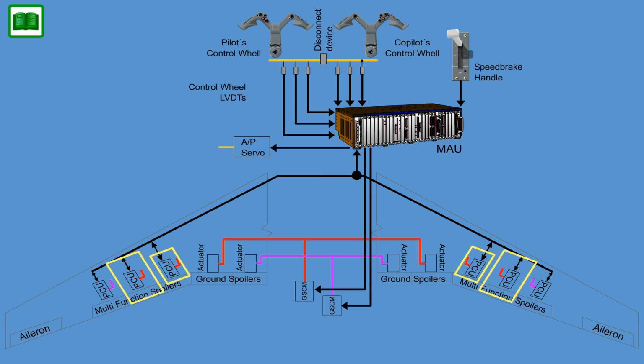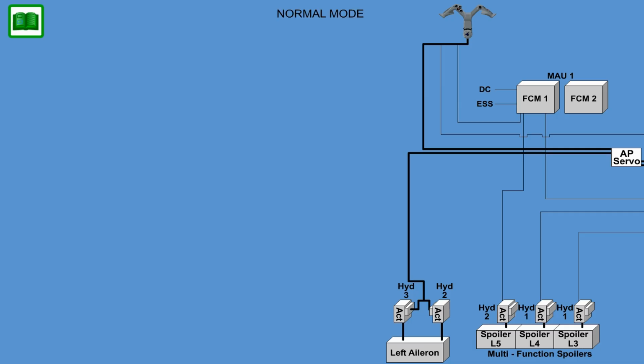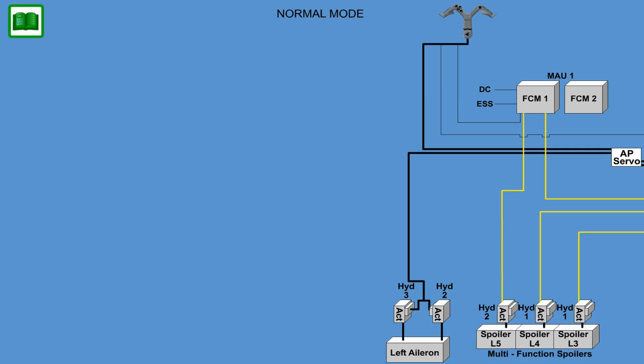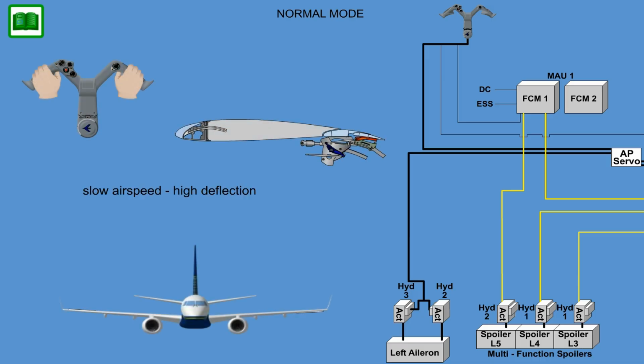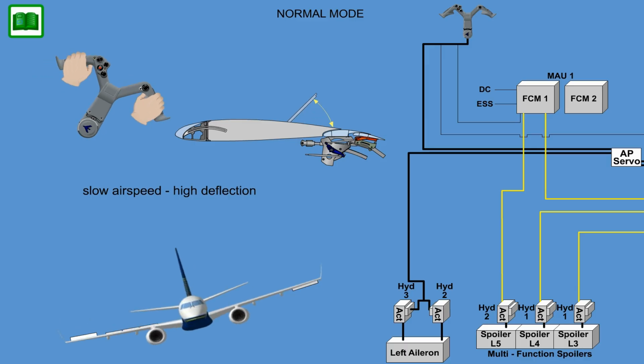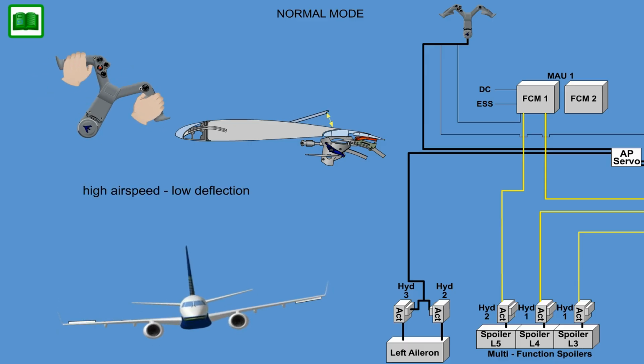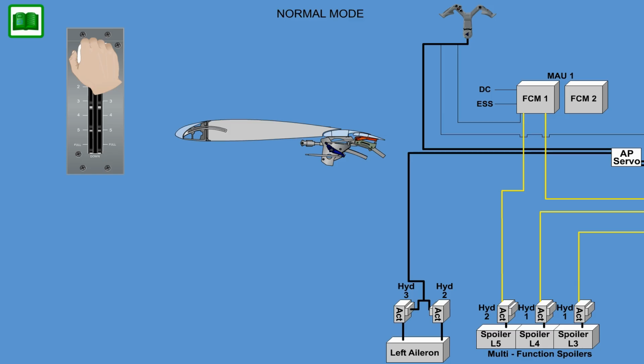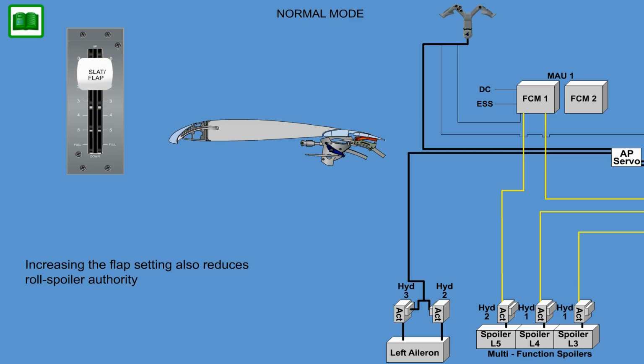The inboard and middle panel pairs are supplied by Hydraulic System 1, while the 2 outboard panels are supplied by Hydraulic System 2. Operating in normal mode, the roll spoilers are also gain scheduled as a function of airspeed. A roll spoiler augmentation command computed in the FCM is added to the normal pilot input in order to modify the roll inputs for changes in airspeed or different flap settings. Generally, an increase in airspeed results in smaller panel deflections, while increasing the flap setting also reduces roll spoiler authority.